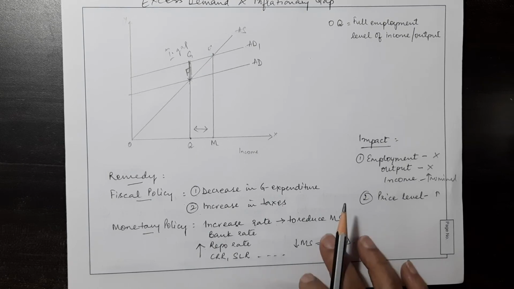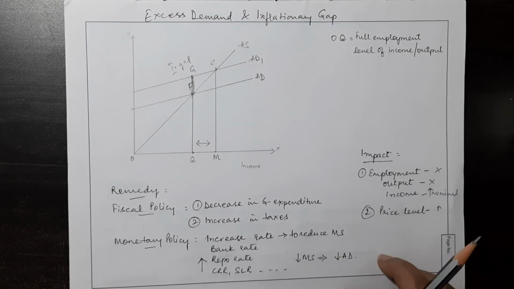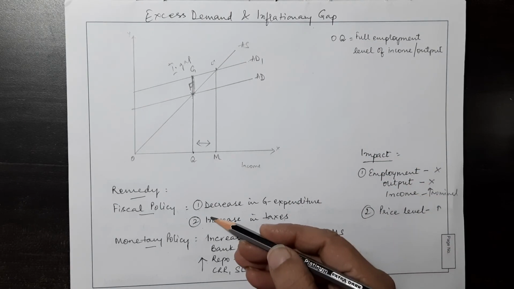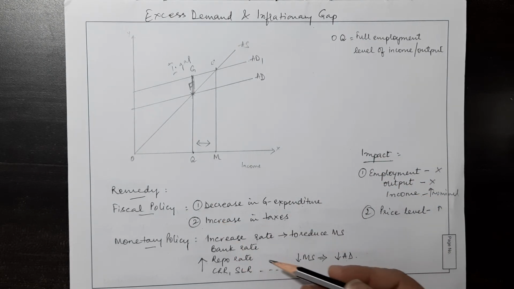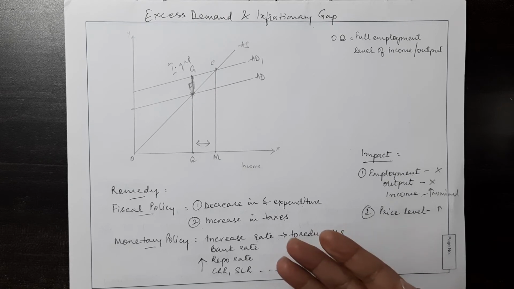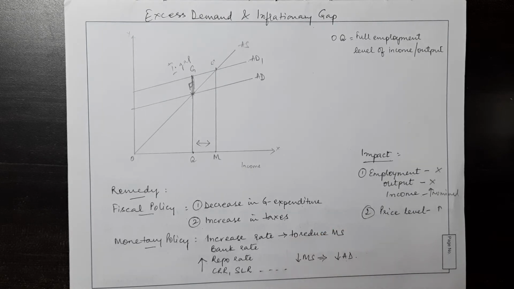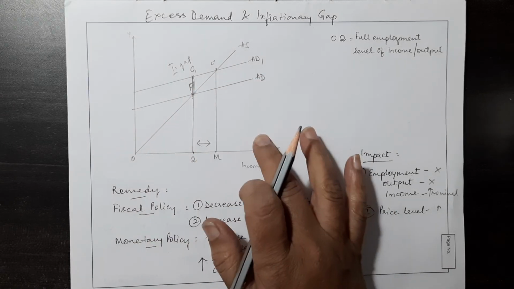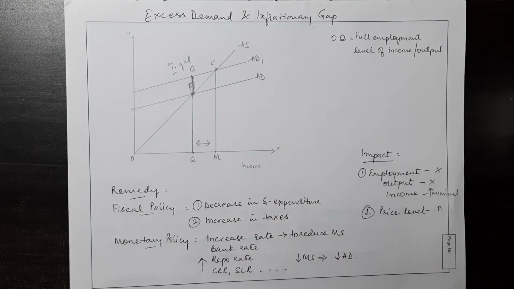The questions that are generally asked under excess demand and inflationary gap are: what do you understand by inflationary gap? Suggest fiscal policy and monetary policy measures to combat this situation. So when you write this answer, you have to draw this graph as well as write down the measures.